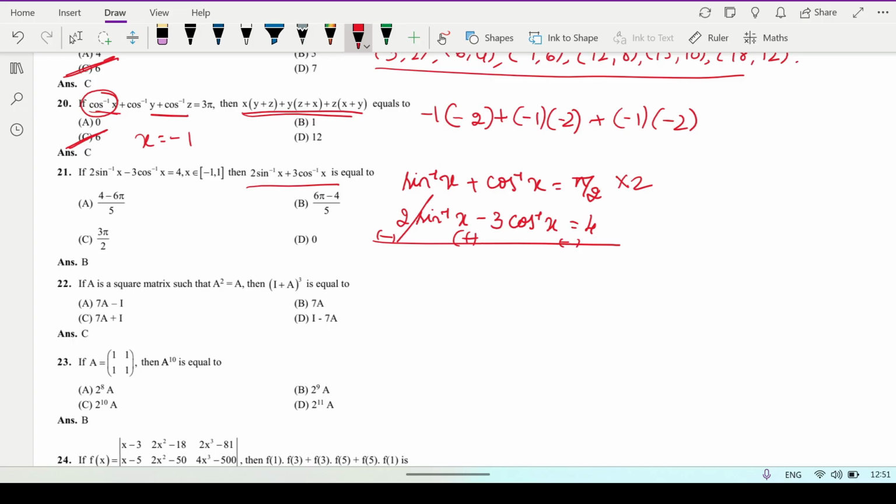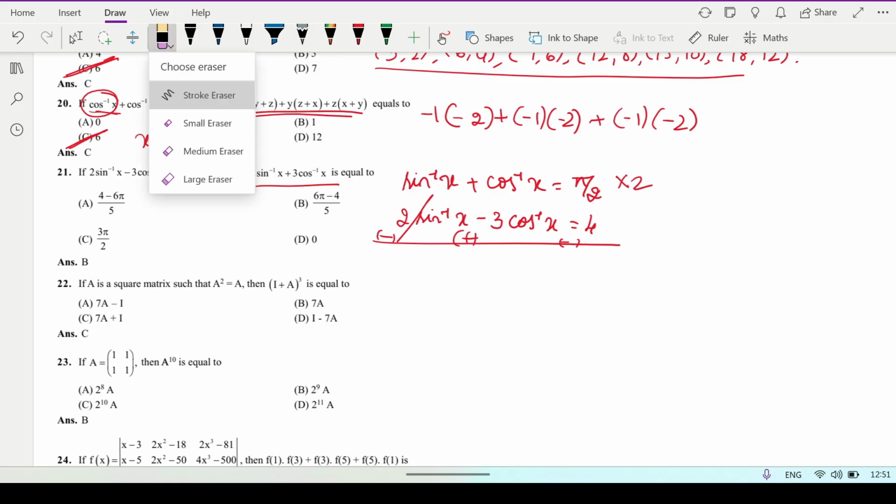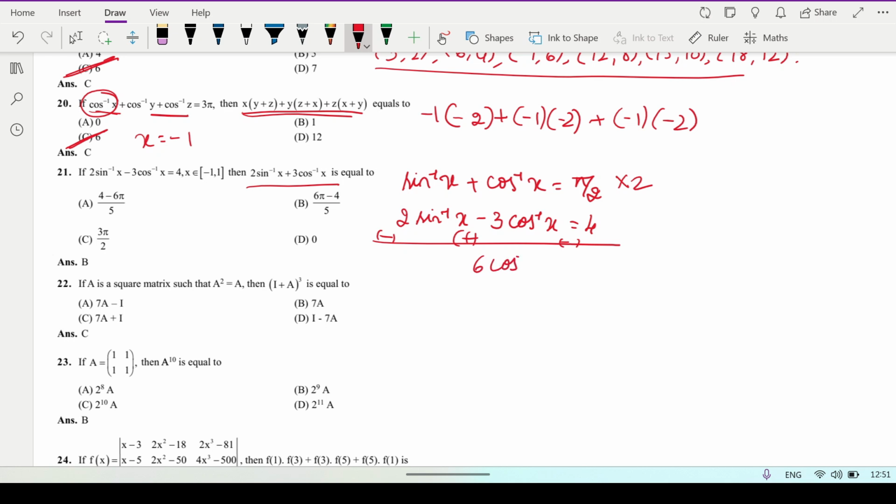If we add these two, we get 6 cos inverse x, which is equal to pi by, sorry, if we are multiplying by 2 means we get pi minus 4. That means cos inverse x. We are adding these two equations means it will be 2 cos inverse x plus 3 cos inverse x, that is 5 cos inverse x, which is equal to 2 into pi by 2, that is pi minus 4.